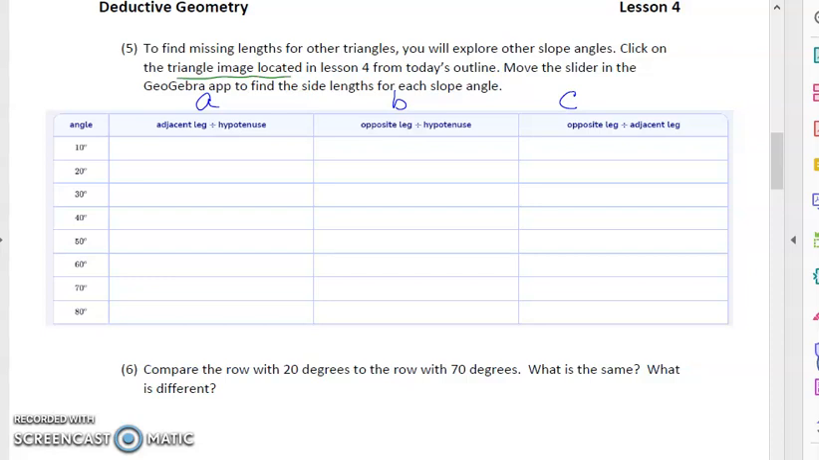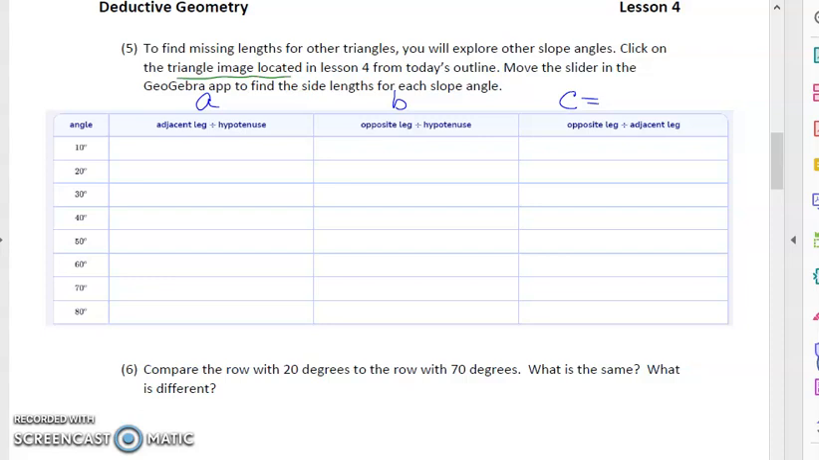So since A is the relationship between adjacent and hypotenuse, and B is the opposite over the hypotenuse, and C is looking at opposite and adjacent, is there a relationship between the three columns? In other words, can I take the A value and the B value and do something to it to come up with an equation that will actually help me find the C value? So that's going to be kind of my hint for that last column. I'm hoping that you can look at the first two columns and find some patterns that you can easily come up with answers for. But the last column, can you come up with a formula using the first two?